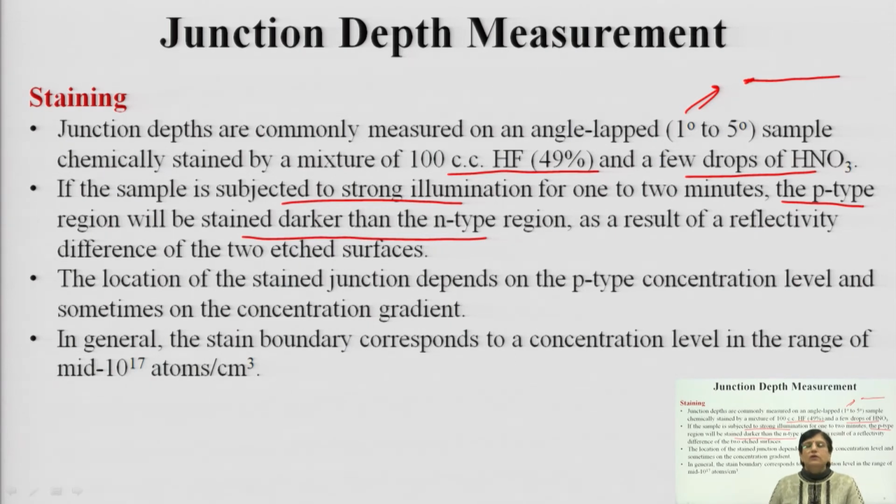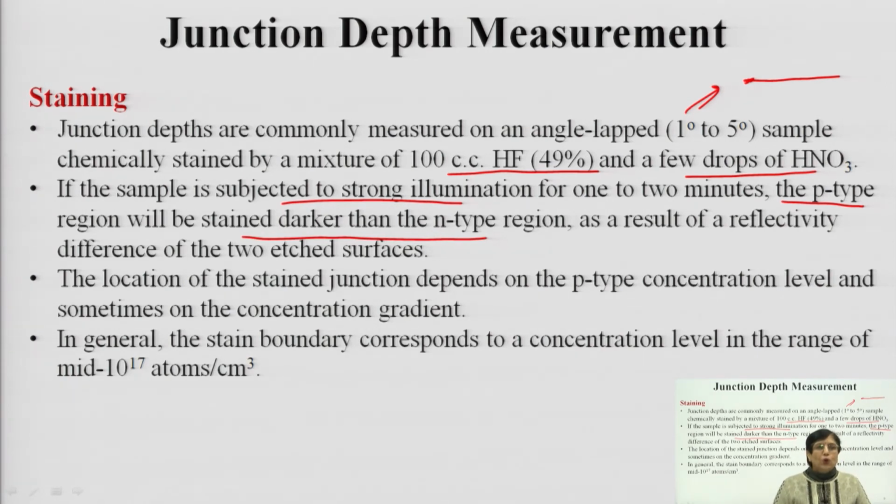As a result, there is a difference in the reflectivity, and that difference is going to give you the measurement of the junction depth. The P region will be darker, the N region will be comparatively lighter. Hence, there will be a difference in the reflected pattern: light falling on the darker surface will reflect less, and the brighter surface will reflect more. That is how you will have the reflection difference.